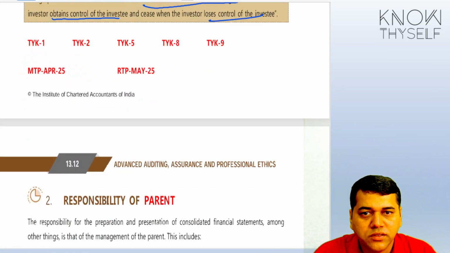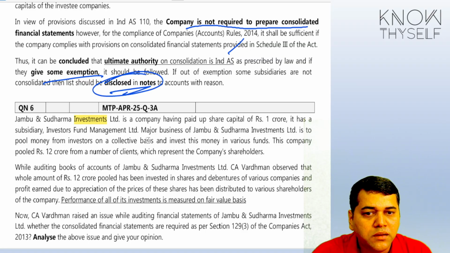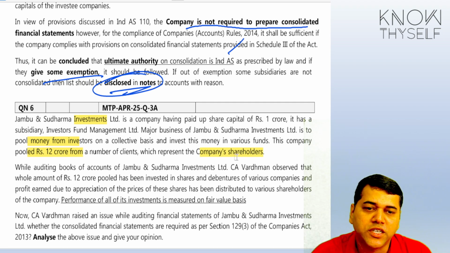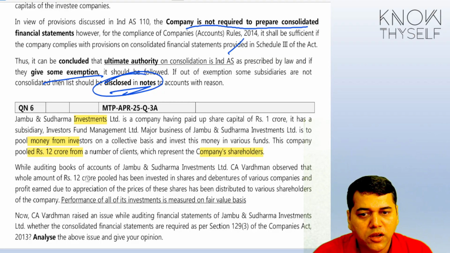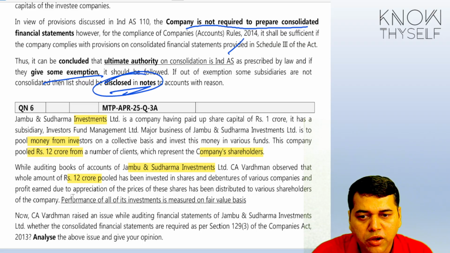So many questions. Okay. Now, Jumbo Sudharma Investments. See, this word only will tell it must be an investment company. It has a subsidiary, Investors Fund Management Limited. Its major business is to pool money from the investors. This company pooled 12 crores from a number of clients, which represents company shareholders. Now, while auditing the books of Jumbo Sudharma Investments, Vardhaman observed that the 12 crore pooled was invested in debentures of various companies, and profit due to appreciation of these shares has been distributed to various shareholders. Performance is measured on a fair value basis.